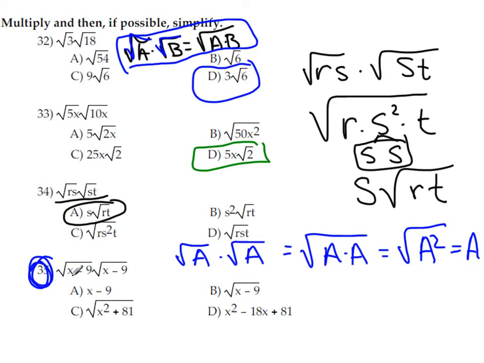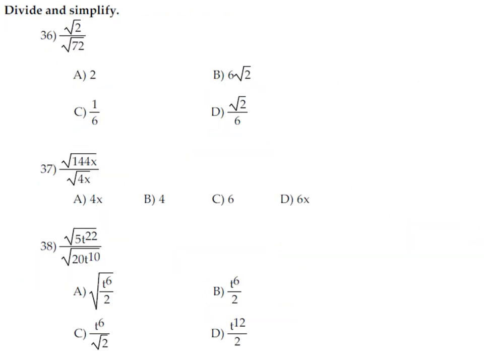So square root x minus 9 times square root x minus 9, same radicand. The answer will just be the radicand. Pretty cool, huh? Alright, let's continue on. We're on a pretty good roll.